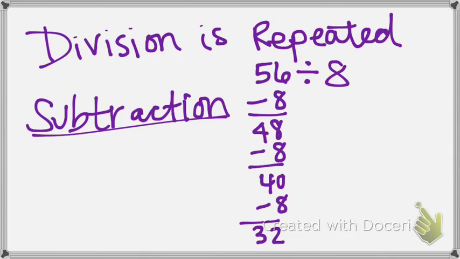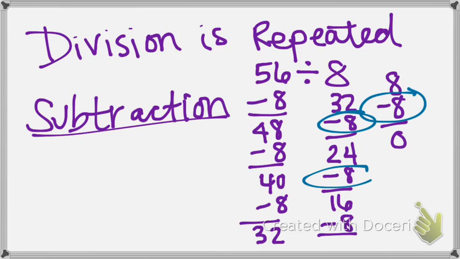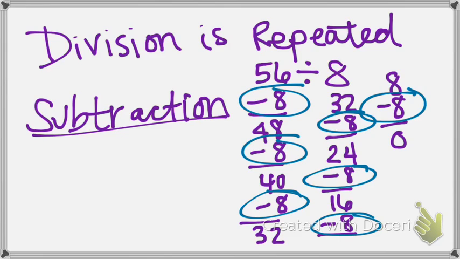32, 32 minus 8, 24, minus 8, 16, minus 8, 8 minus 8 is 0. So how many 8s did I really subtract? I subtracted 1, 2, 3, 4, 5, 6, 7. So since I repeated, I subtracted the same number every time, and I did it 7 times, so the answer is 7 here. So that's why division is repeated subtraction.